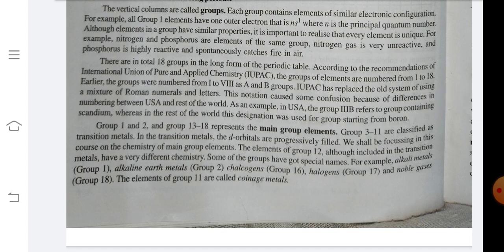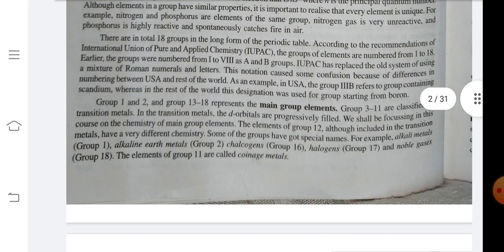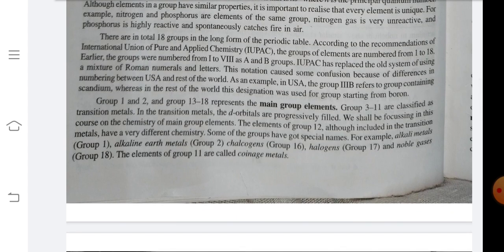According to recommendations of the International Union of Pure and Applied Chemistry, the groups of elements are numbered from 1 to 18. Earlier, the groups were numbered from 1 to 8 as A and B groups. IUPAC has replaced the old system of using a mixture of Roman numerals and letters. The notations caused some confusion because of differences in numbering between the USA and the rest of the world. As an example, in the USA, the group designation referred to the group containing scandium, whereas in the rest of the world, this designation was used for the group starting from boron.